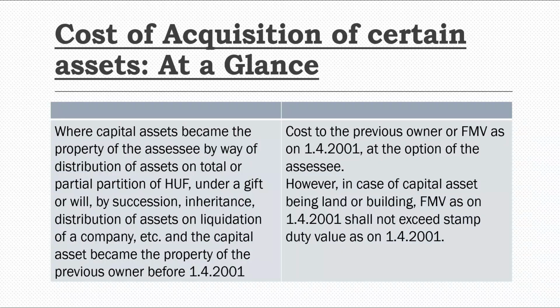Then just read. Where capital assets became the property of the assessee by way of distribution of assets on total or partial partition of HUF, under a gift or will, by succession, inheritance, distribution of assets on liquidation of a company, etc., and the capital asset became the property of the previous owner before 1st April 2001. Okay, so if the property became yours before 1st April 2001 and it has come through inheritance or partition of HUF, Hindu undivided family, or by whatever means, by a gift, in that case the cost of the previous owner or FMV as on 1/4/2001 is the option of the assessee. However, in case of a capital asset being land and building, fair market value as on 1st April 2001 shall not exceed the stamp duty value. So this is the same thing said in different words. Now the previous slide, but more in an organized manner. Same thing. Okay, fine.